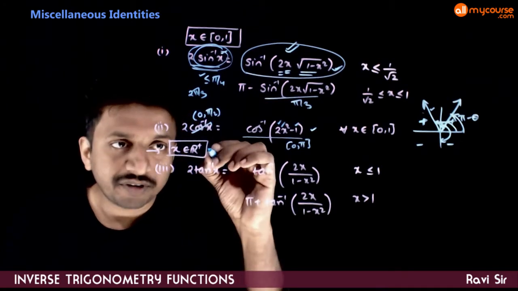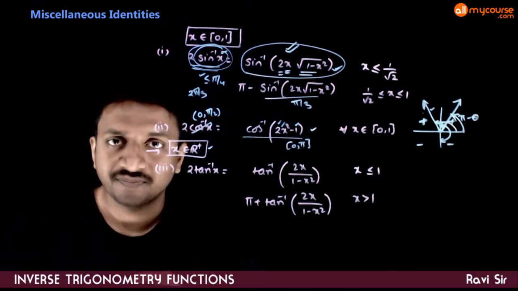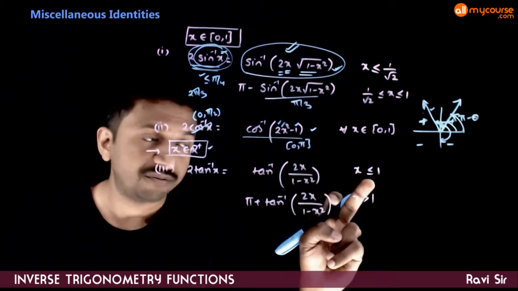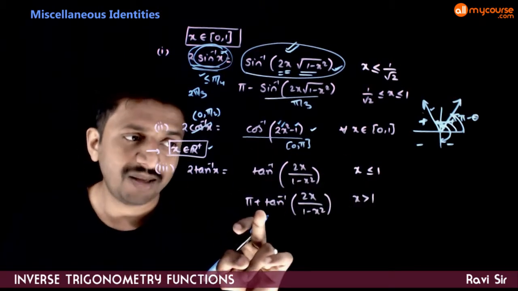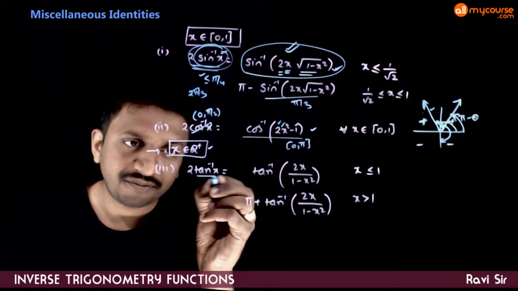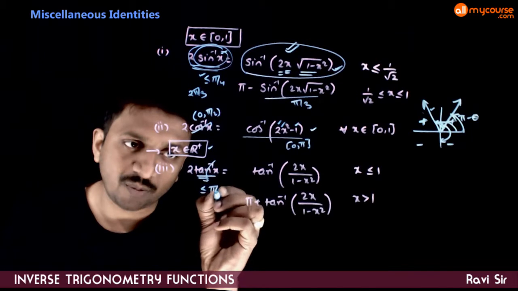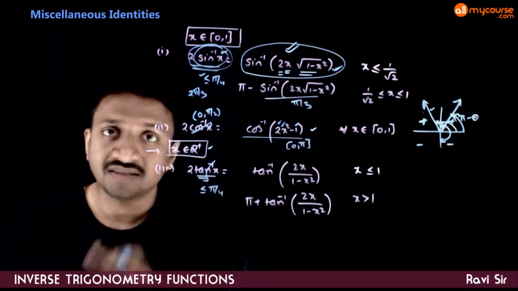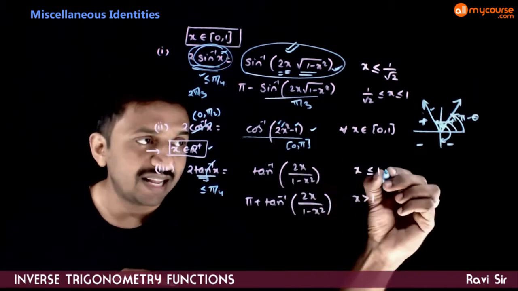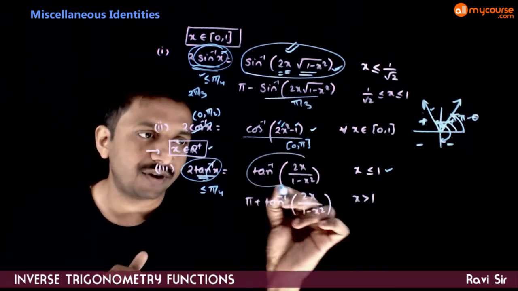Next, for all x belongs to positive real numbers, 2 tan inverse x is equal to tan inverse of 2x by 1 minus x square if x is less than or equal to 1, pi plus this if x is greater than 1. Again, if x is less than or equal to 1, tan inverse x is less than or equal to pi by 4, 2 tan inverse x is less than or equal to pi by 2. So if x is less than or equal to 1, this number will be acute angle, hence directly this formula can give you the answer.